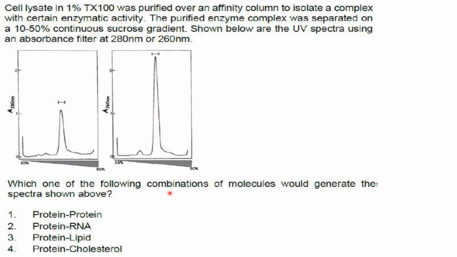Now which one of the following combinations of molecules would generate the spectra shown above? This will give protein and this will give nucleic acid. Out of these options, in the first one both are protein, so it is not correct. Second one, protein and RNA, yes, that's correct. This is protein, second one is RNA. Protein, lipid, and protein, cholesterol are not correct.